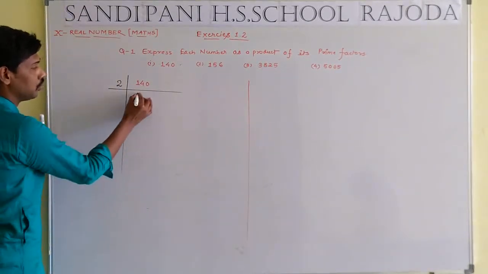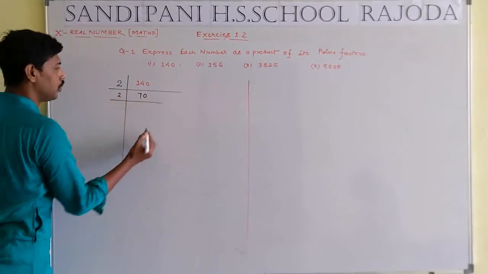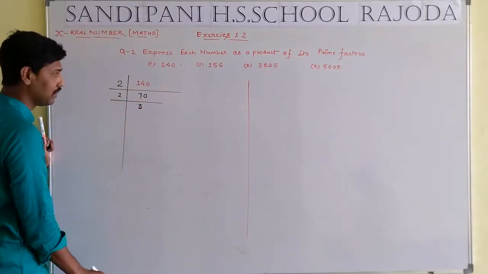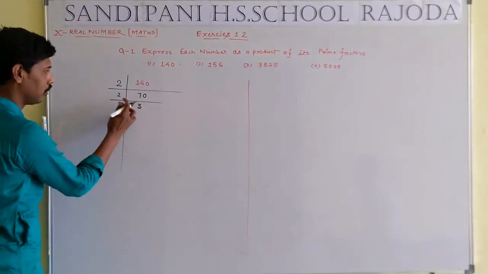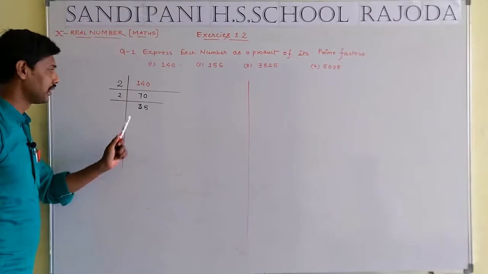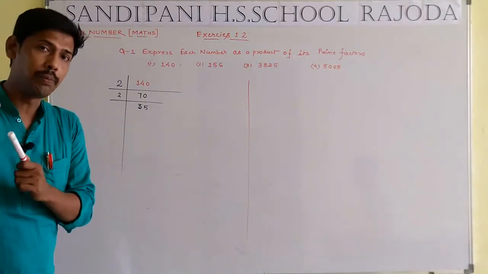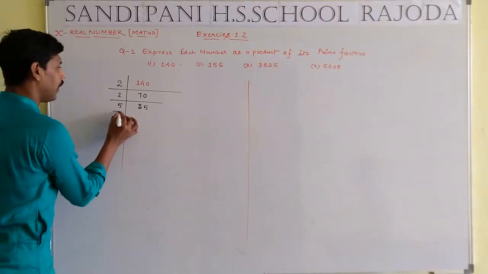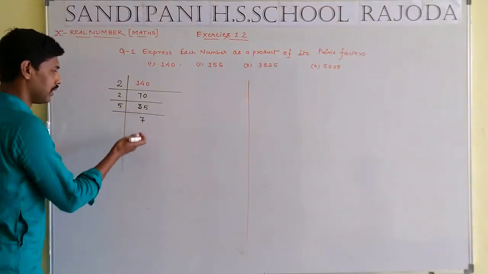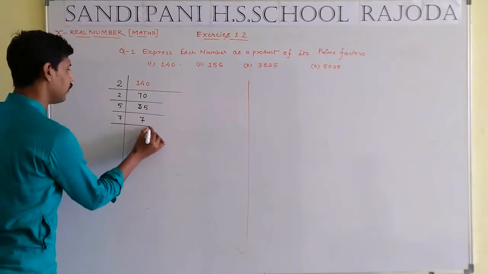2 sevens are 14, 0. 2 threes are 6, carry 1, which will be equal to 10. 2 fives are 10. Now the last digit of 35 is 5. Take a proper number, divisible by 5. 5 sevens are 35. The last digit of 7 is 7, divide by 7, 7 ones are 7.